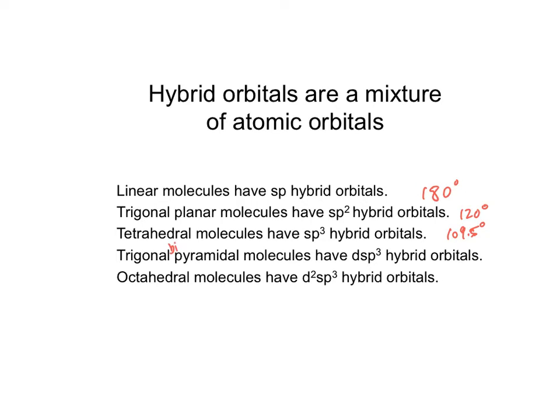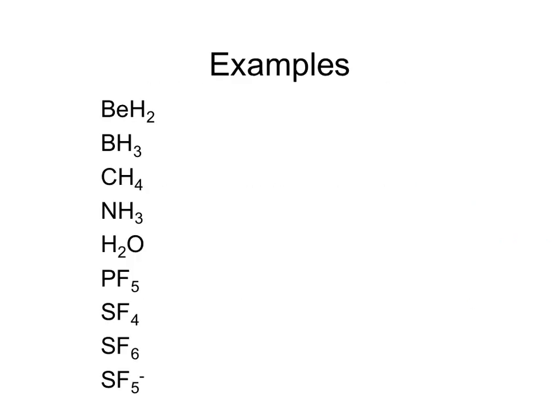Bipyramidal molecules have d orbitals involved in the hybridization. So those hybrids are dsp3, and those are 120 degrees if you remember, and 90 degrees and 180 degrees. And finally, with octahedral, those molecules are 90 degrees. So the octahedral molecules have d2sp3. So I'm going to show you examples for all of them. All right, so then we'll start with beryllium hydride and just go down this list, and you'll get a good idea of what this is.